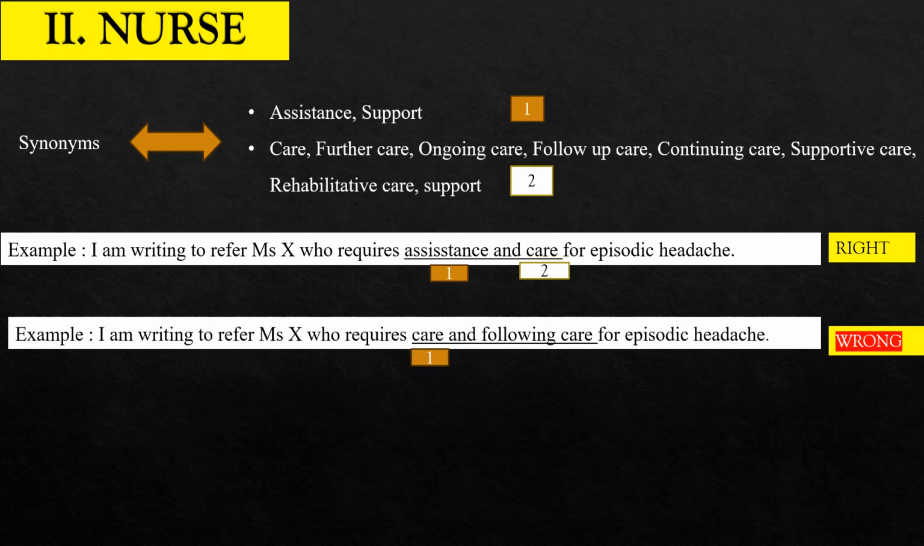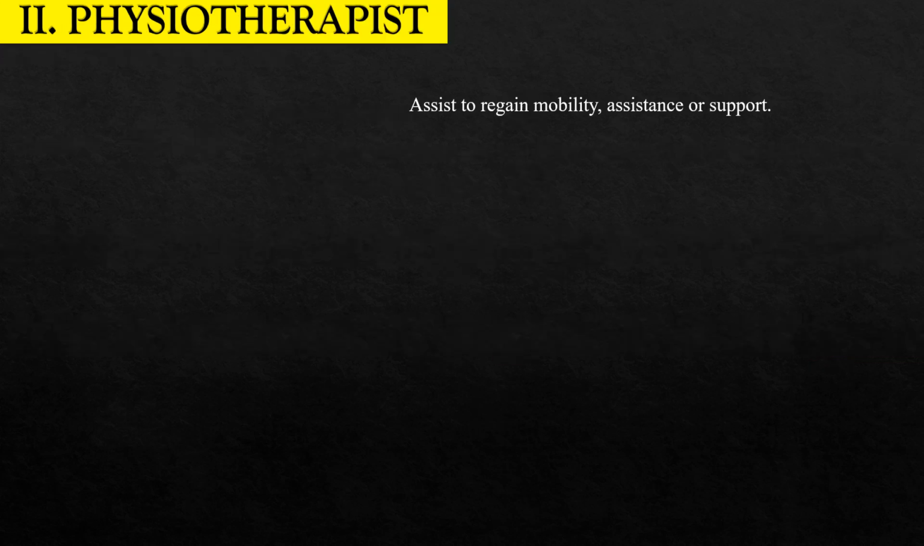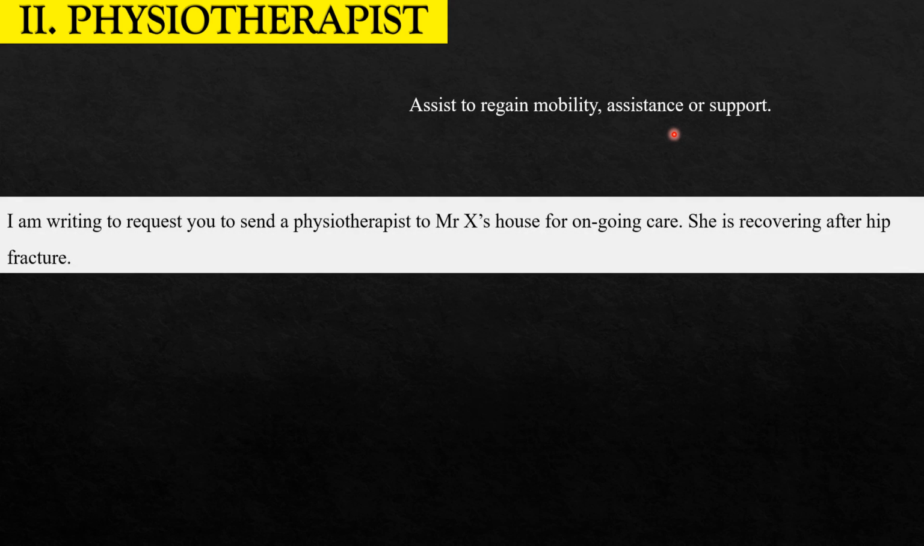This is wrong. So 1 and 1 is not possible. Now next is physiotherapy. Physiotherapy mostly comes with the home visit as well. So why we are giving physiotherapy is to assist to regain the mobility, assistance and support. So you can write the words like assistance to regain the mobility and support.